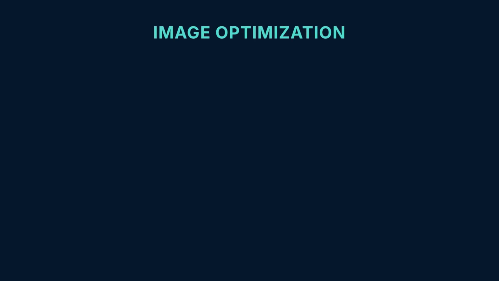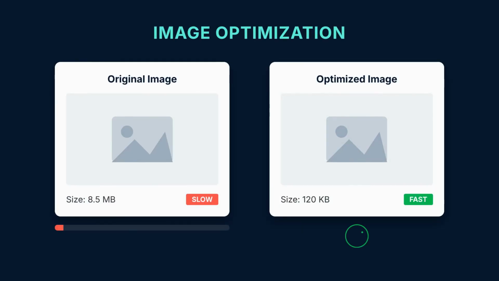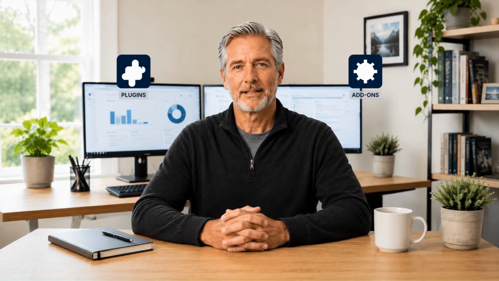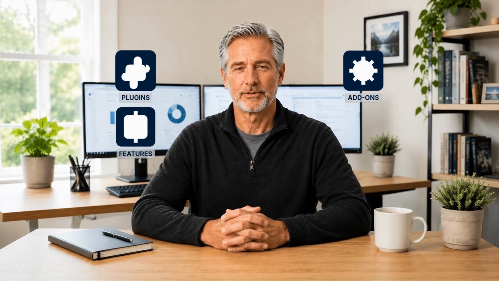One of the most common causes of slow websites is oversized images. Large image files take longer to load and can significantly reduce performance. This is why image optimization is so important. Properly sized and compressed images help pages load faster. Another common issue is having too many plugins or add-on features. While plugins can add useful functionality, installing too many can slow your website. Every extra feature requires resources, and those resources can affect performance.